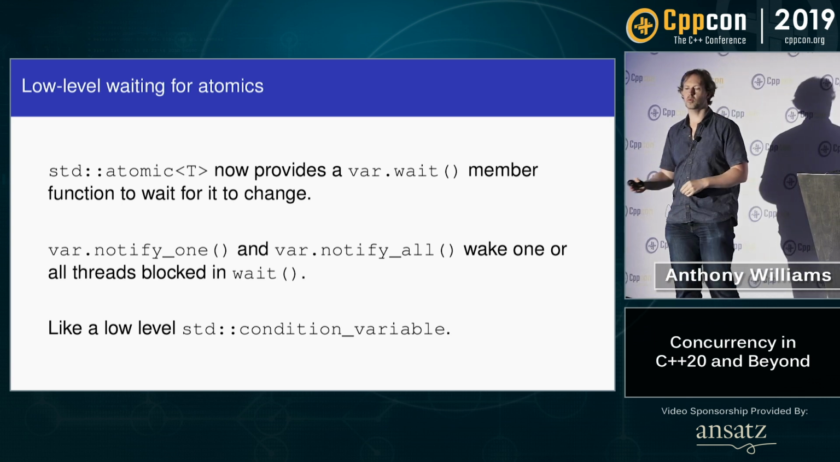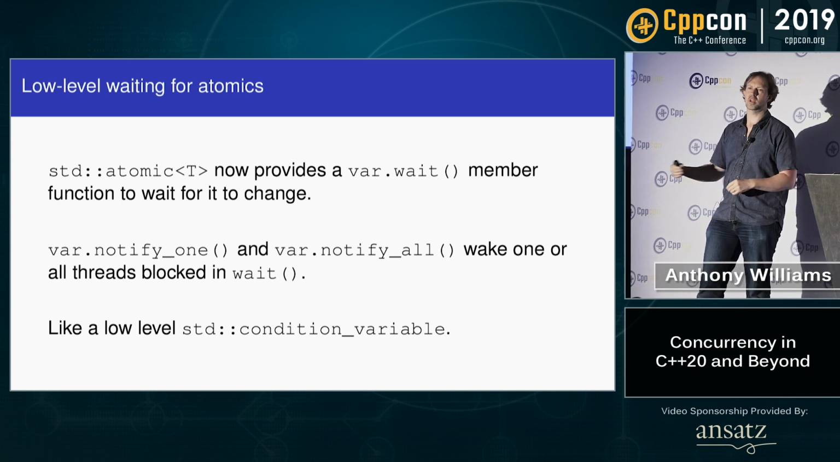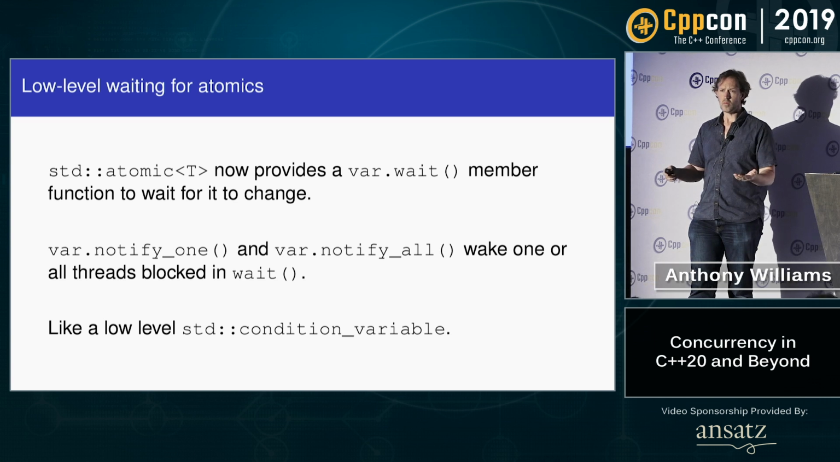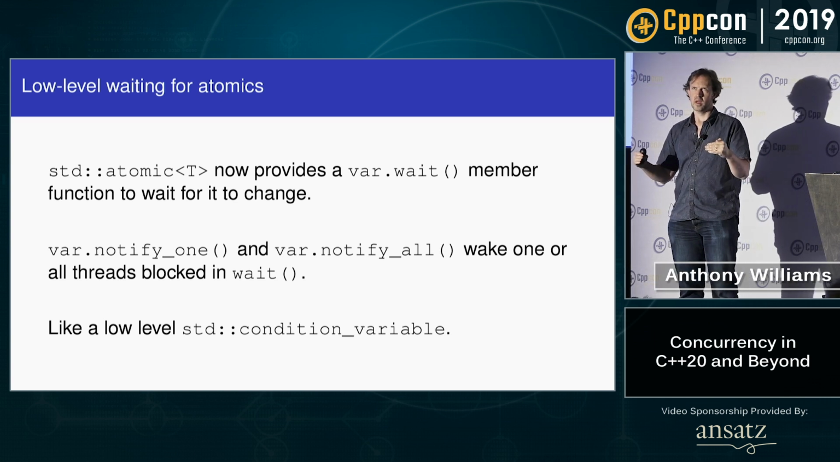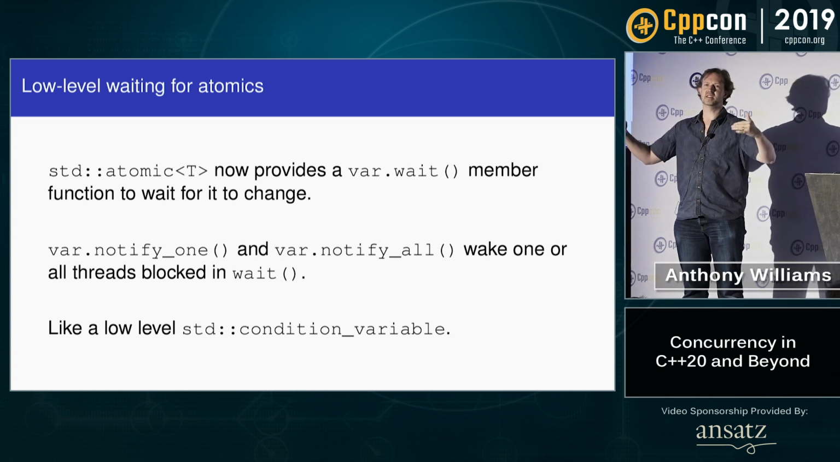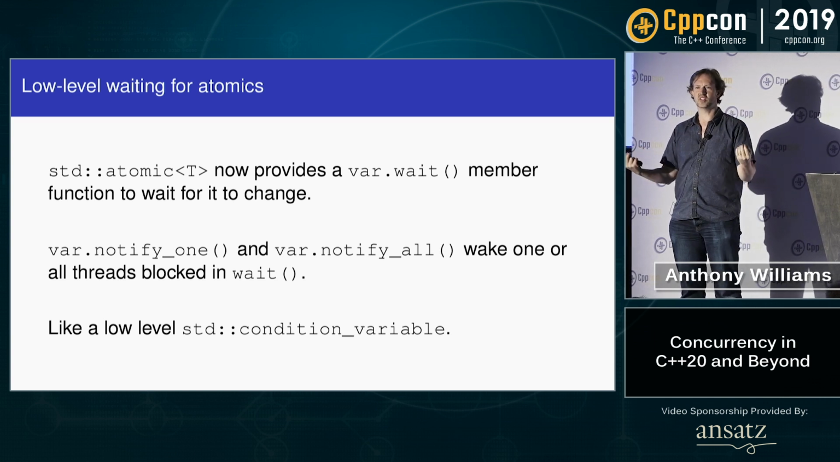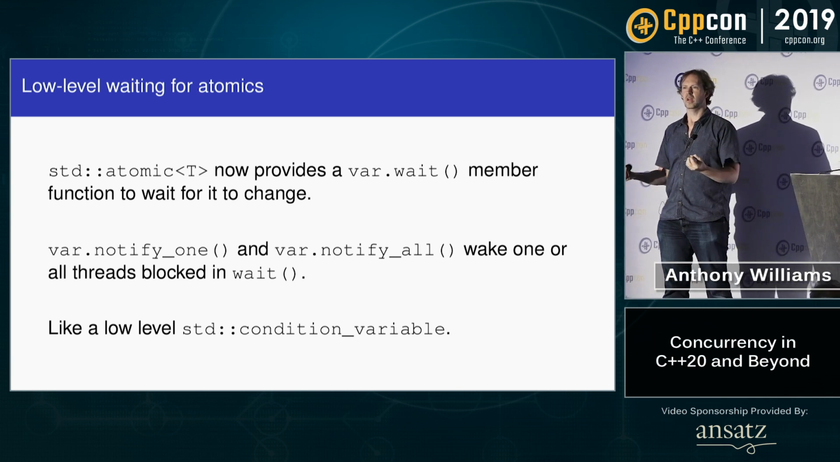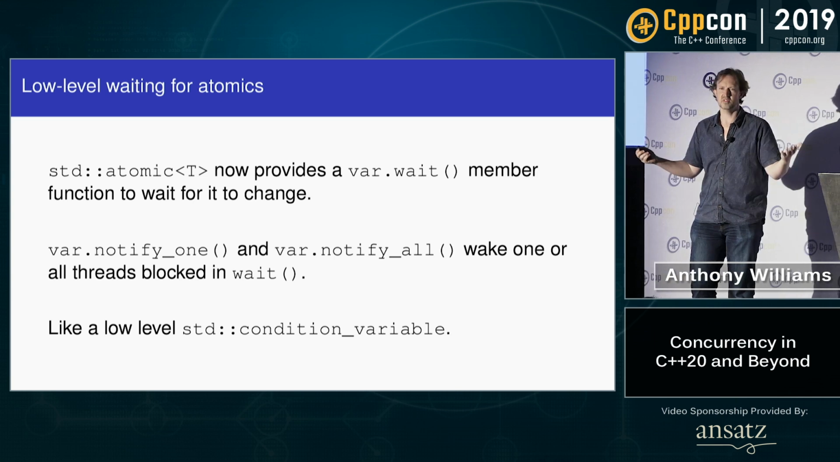So, like condition variables, notify one and notify all wake up either one or all of the threads blocked in wait. Obviously, the set of threads that is blocked in wait is subject to races, depending on the various scheduling of the different threads, so you need to be careful on how you deal with that. Just something to be aware of.